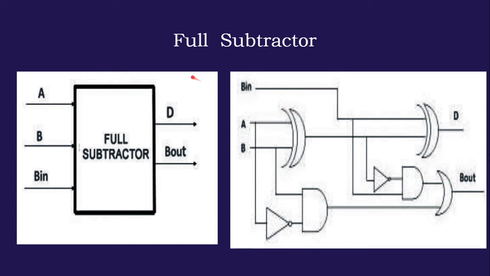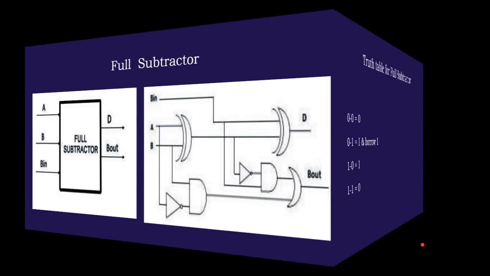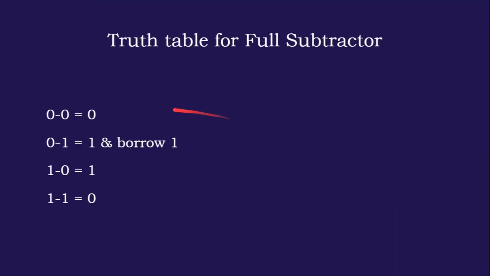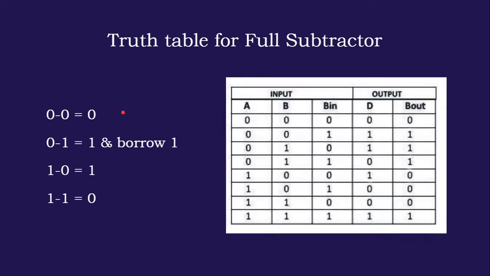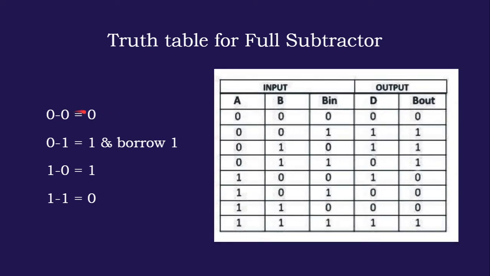So you can see that this full subtractor is the combination of two half subtractors. This area alone will form a half subtractor, and this alone will form the next half subtractor. Combining the first half subtractor plus the next half subtractor by the OR gate will give the functionality of the full subtractor. Let us see how the truth table is formed from the basic binary subtraction: 0 minus 0 is 0, 0 minus 1 is 1 with a borrow 1, 1 minus 0 is 1, and 1 minus 1 is 0.